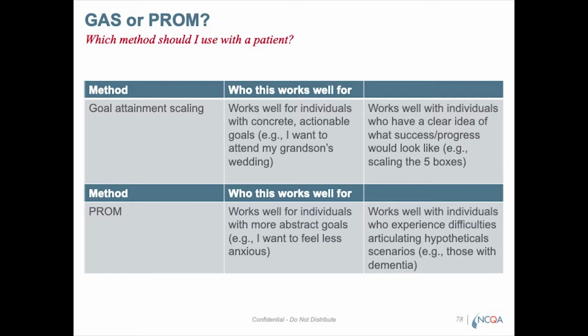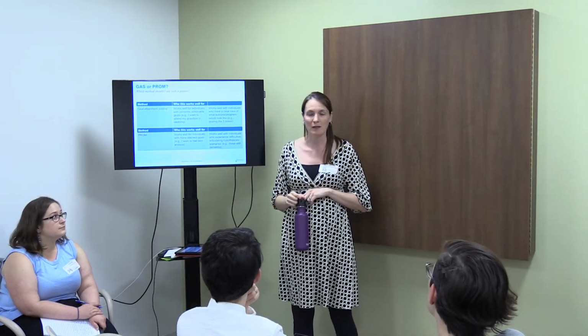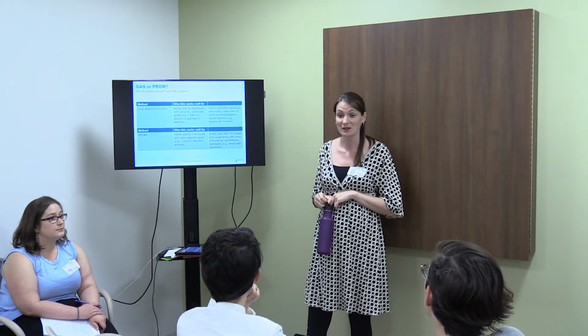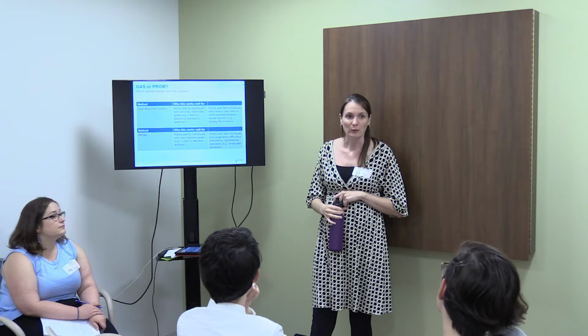If they have really more abstract goals, goal attainment scaling can be really hard. Like, I just feel anxious all the time. I want to be less anxious. Sometimes it's hard for them to articulate in those boxes what that would look like, and then the PROM might work better. The PROM might also work better for people who have difficulty articulating hypothetical situations. They have a really hard time thinking through that, so the PROM might be easier for them.